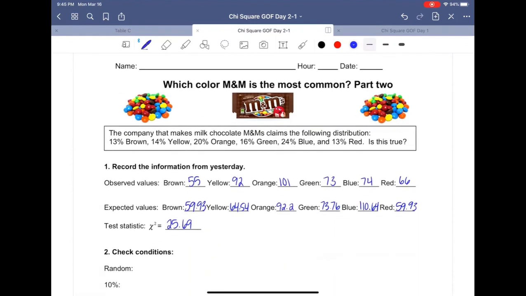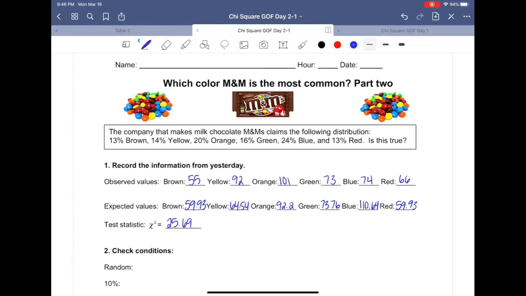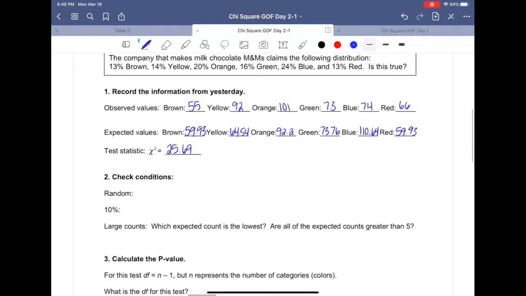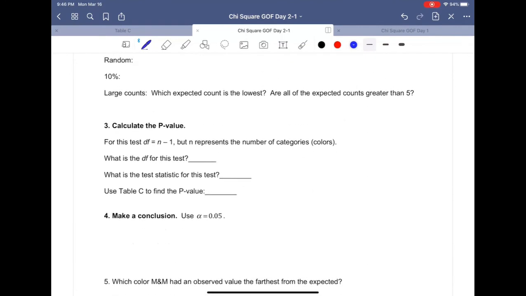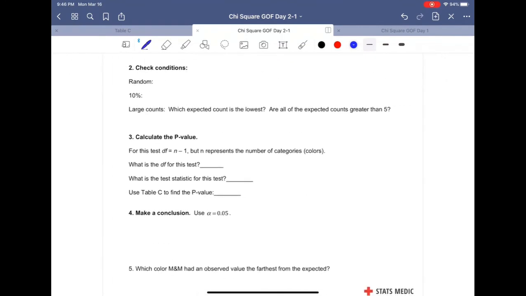So we're using the same context as yesterday. We're looking again at this claim distribution of M&M color and trying to decide if we think that's true. I've already gone ahead and filled in all of the observed values, expected values, and the test statistic that we found yesterday. So take a moment and copy those values down, and then when you're done with that, I'd like you to complete the rest of the front page. So questions 2 through 5 on the front. Take a few minutes, go ahead and pause the video and complete these questions, and when you're done, push play and we'll go over it.